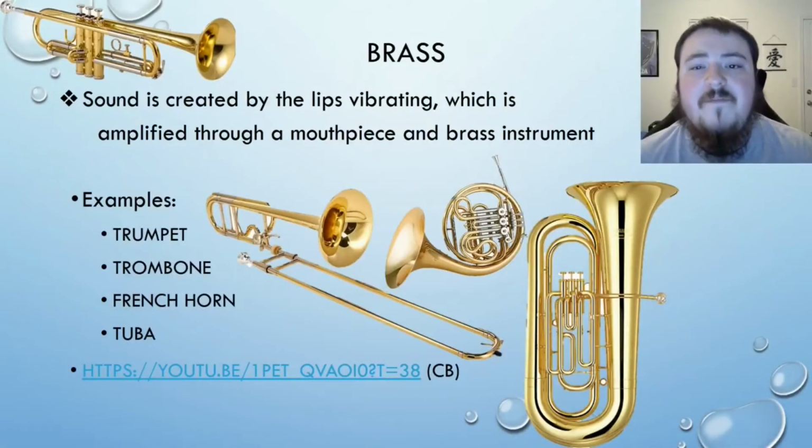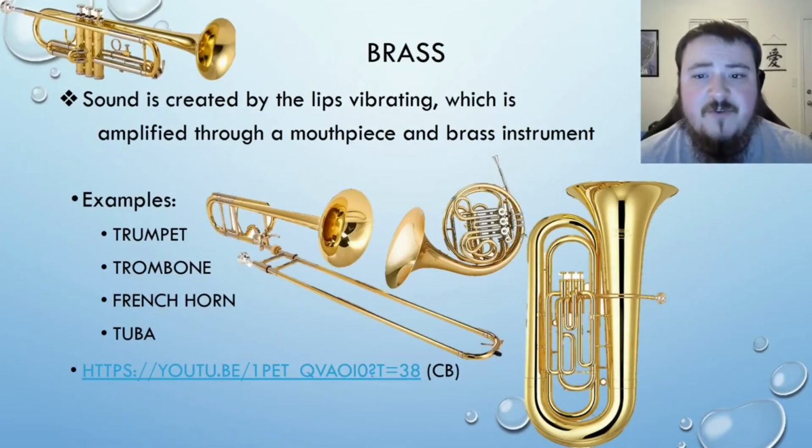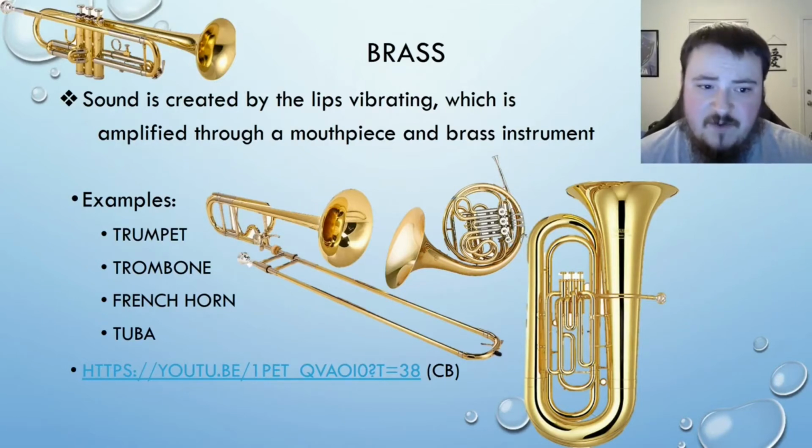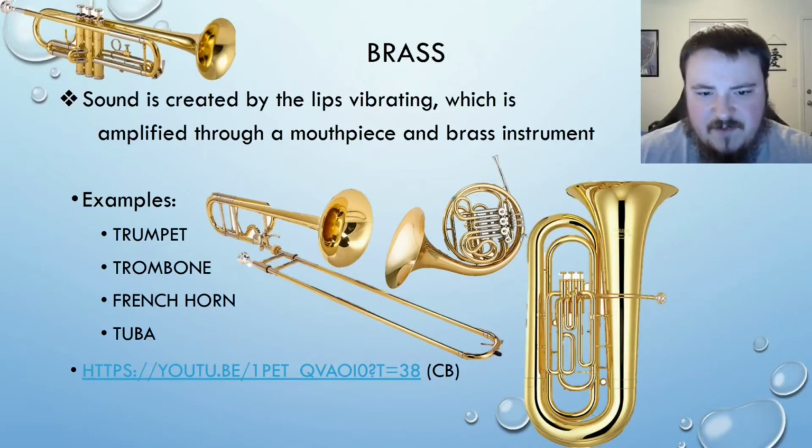Our other type of instrument is brass instruments. The sound is created through the lips vibrating, which is amplified through a mouthpiece and the brass instrument. So examples are, here you see a trumpet, this is a trombone, this is a French horn, this is a tuba. All of them are made out of metal. They're all made out of brass.